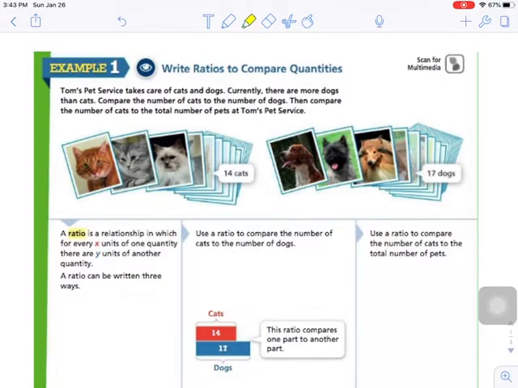A ratio is a relationship in which for every x units of one quantity, so for every x of one, there are y of another quantity.